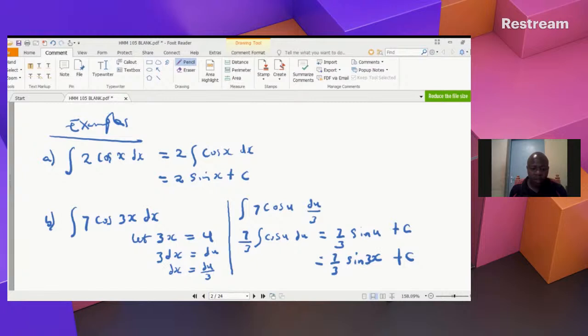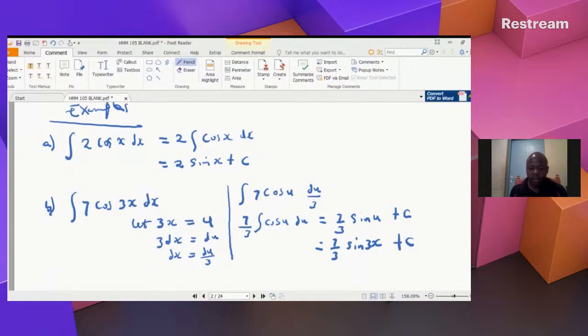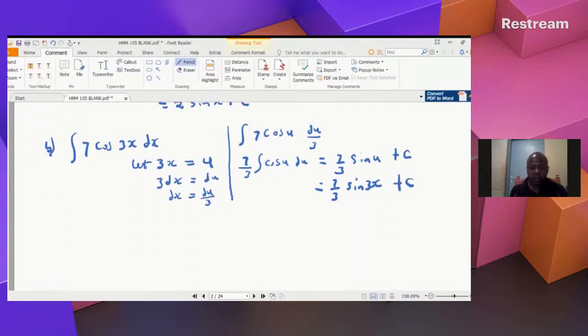Now, a few things to note about this working and the answer that we obtained, so that we can see whether this question can be done mentally or in an easier way. What you notice is that my constants 7 and 3 are here. And you notice that the integral of cos is sine, and 3x is still there, then plus c.